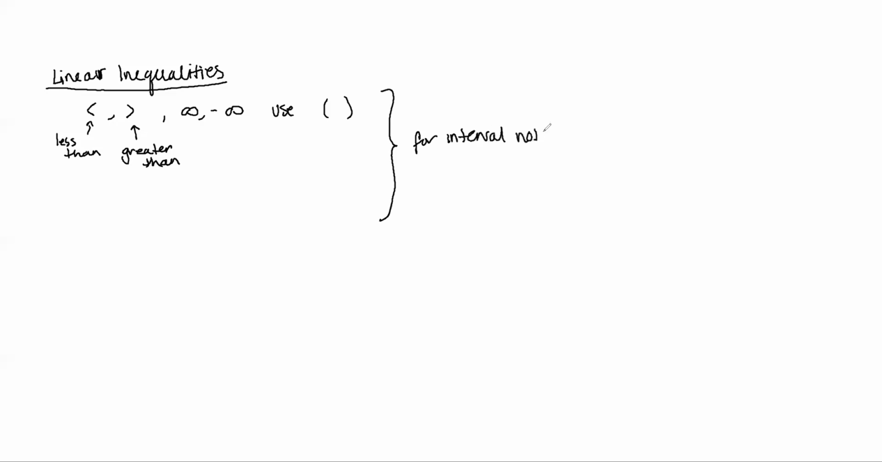These two symbols here, we have a less than and greater than. And with the less than and the greater than, and positive infinity and negative infinity, when you're writing the interval notation, you're going to use parentheses. So this is going to be for interval notation and graphing. So remember, we're going to graph these on a number line.